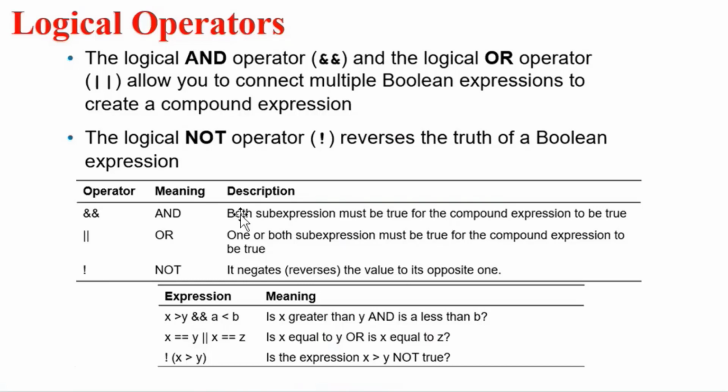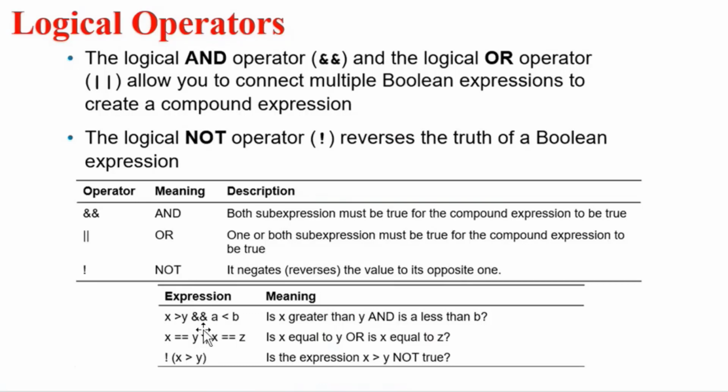So and, both expressions must be true for the compound expression to be true. So is female and is over the age of 30. If both those are true, you can move forward and do something. The or statement, one or both sub-expressions must be true for the compound expression to be true. So is female or is greater than 30, either one of those is true, you can go ahead and it's a true statement. The not one negates everything. The not negates the value to its opposite one.